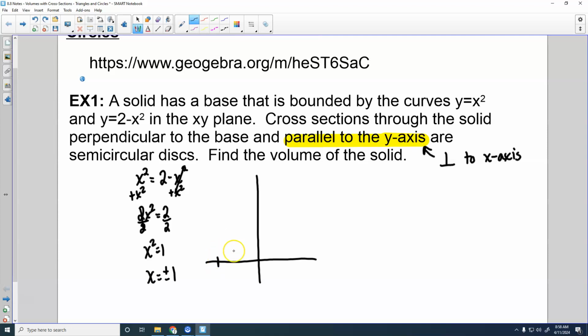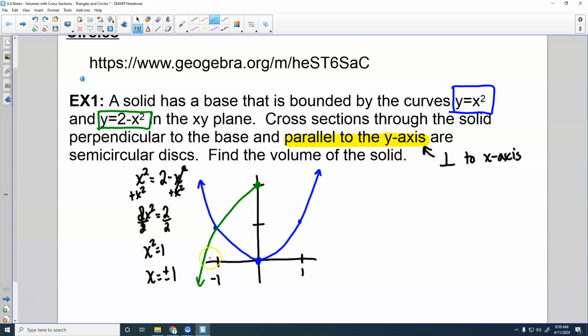All right, so I'm going to mark, this is 1, this is -1. That's where we should intersect. I know I need to go up to 2 right here. So y equals x squared will look like this. And then if we graph y equals 2 minus x squared, that is going to have a y-intercept at 2, and it's going to be upside down. It will look like this.